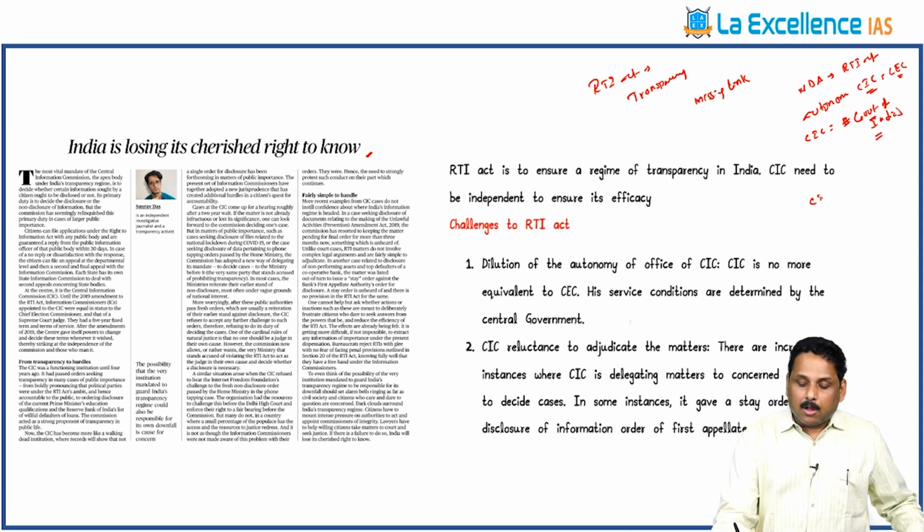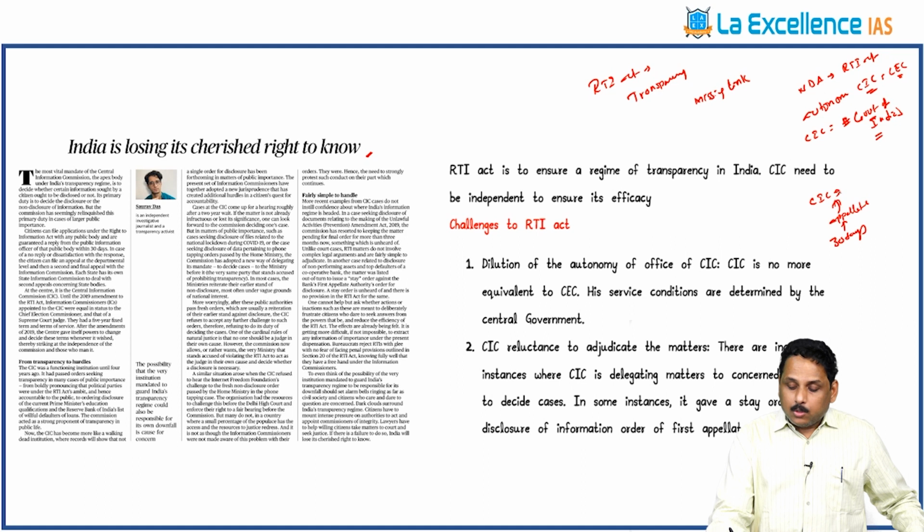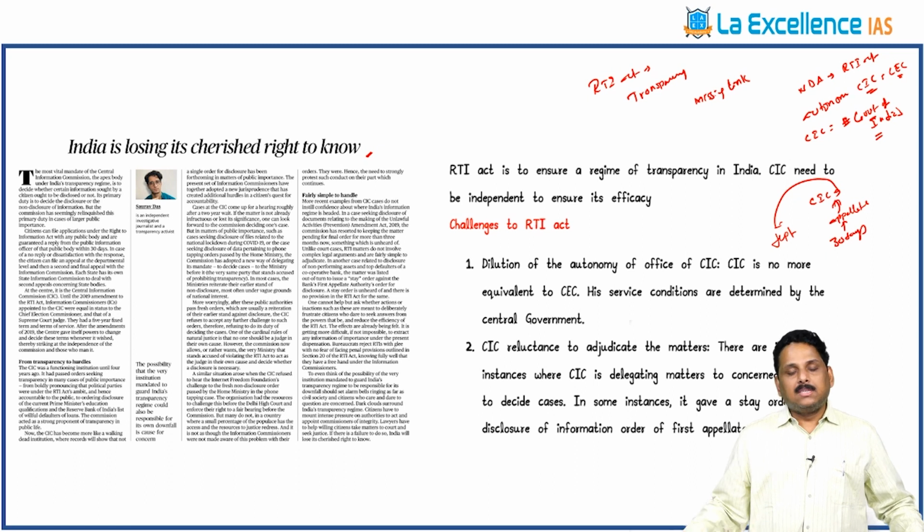Second, the CIC also lost its autonomy in a different way. Now, when a complaint comes, they have to give information in 30 days. If they fail to give it, you go to the first appellate authority. After that, you go to the Central Information Commission. Now, what it is doing is sending the matter back to the department. When the department gives the same response, the CIC is not making any decision and is standing by the departmental decision.